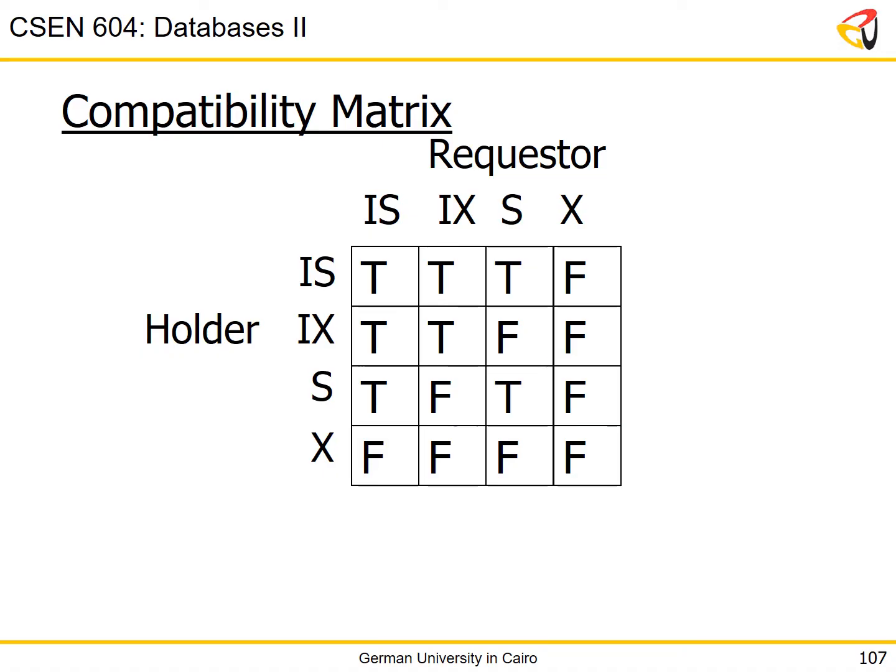Now, if someone has a shared, other intention shared is okay, it's still going to read. Intention exclusive is not okay, shared is okay, exclusive is not okay. If someone has an exclusive, which is the last row here, no one else is allowed in, because this guy is going to write. Okay?